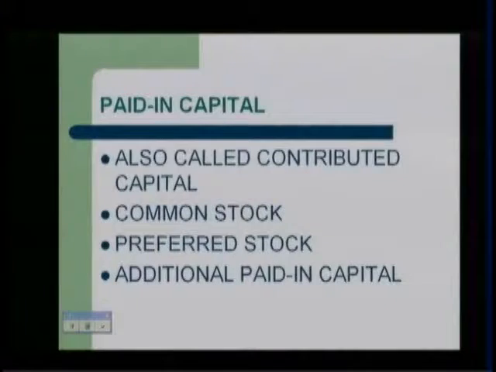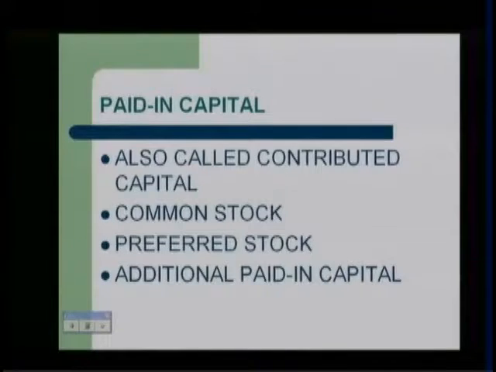Let's talk about what paid-in capital is. Remember that our owner's equity section consisted of two parts, paid-in capital and retained earnings. The paid-in capital amount consists of the two types of stock and what we call additional paid-in capital. There are two types of stock, common stock and preferred stock. Common stock are the owners of the company. They're the actual residual owners, as we call them.